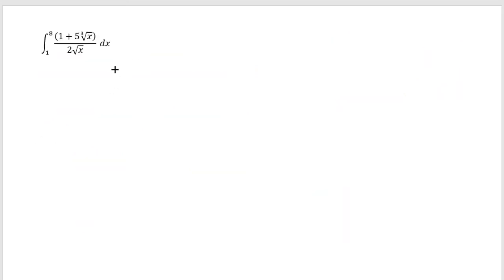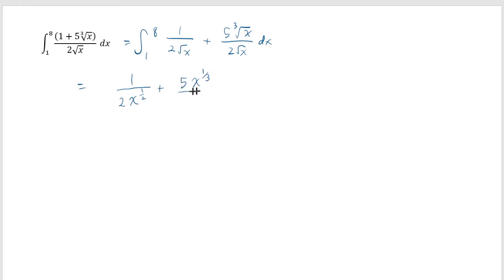In this next question, when you have a fraction, unfortunately, it's not true that you can integrate the numerator and denominator separately. So you have to split this integral into two fractions first, say 1 over 2 radical x plus 5 cube root of x over 2 radical x. Okay, and then you put radical x as x to the 1/2 power, and this one is 5 times x to the 1/3 power over 2 times x to the 1/2 power.